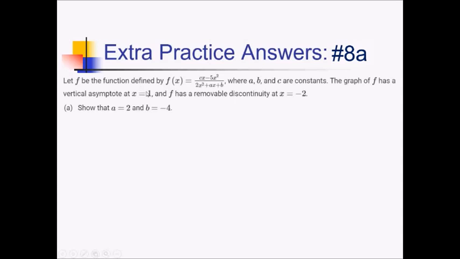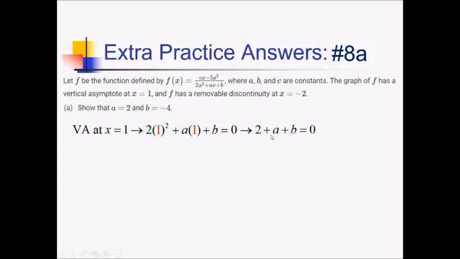Well, if that's the case, that means that when I plug 1 in for x, it's going to make my denominator 0. So I can say 2 times 1 squared plus a times 1 plus b equals 0. Again, this is because 1 is a vertical asymptote. So from this I can write 2 plus a plus b equals 0, which isn't really all that helpful just yet, but at least gives us one equation of information we can use.